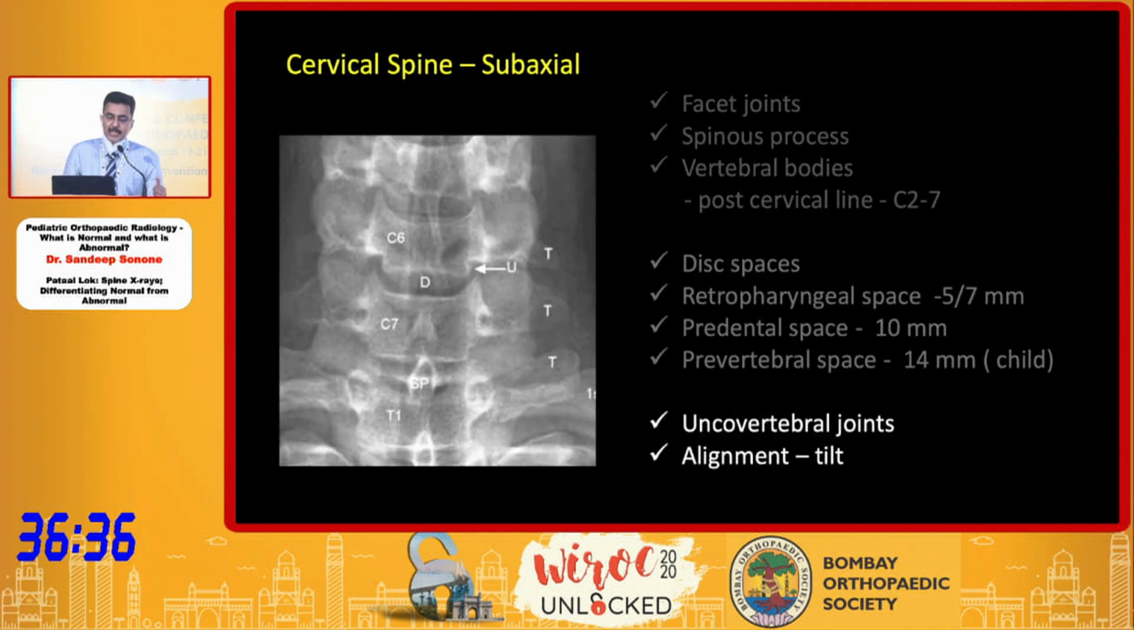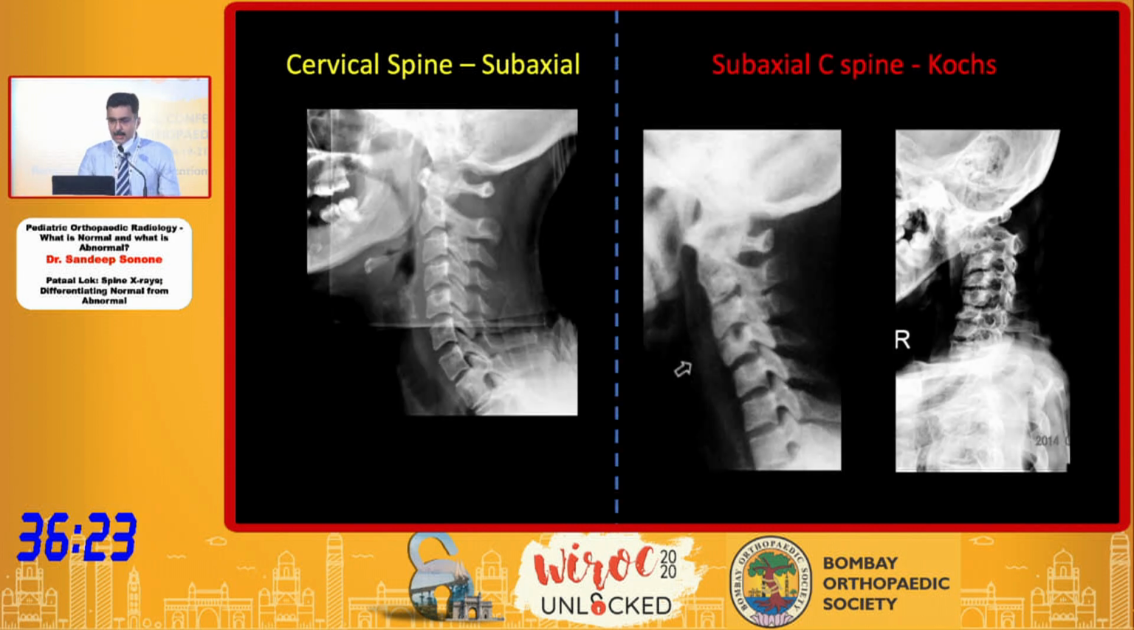And finally, on the AP X-ray, a note should be made of the uncovertebral joint, which shows the alignment, and the presence or absence of a tilt, which is usually found in cases of torticollis, which is very common in the pediatric age group.